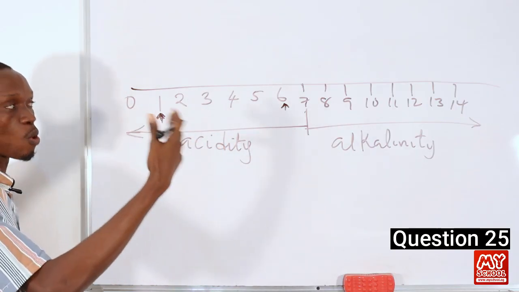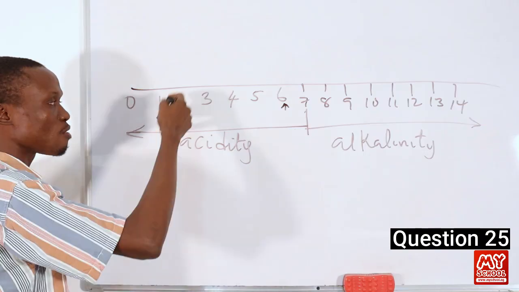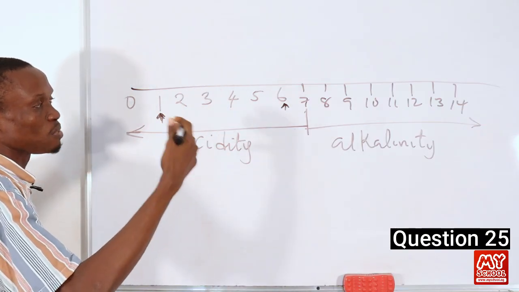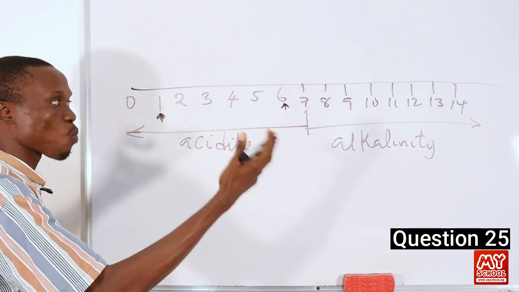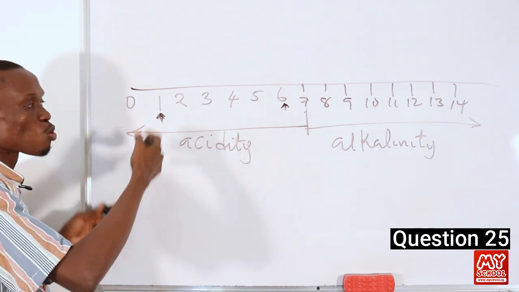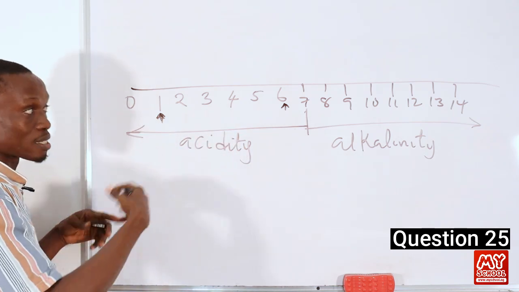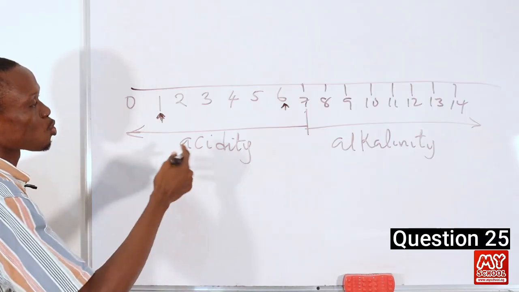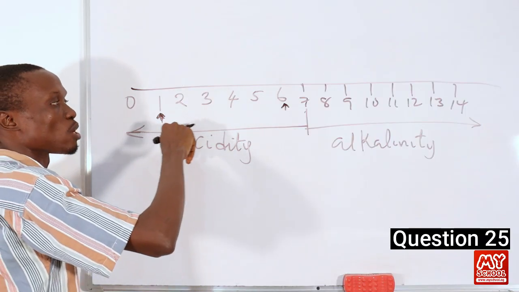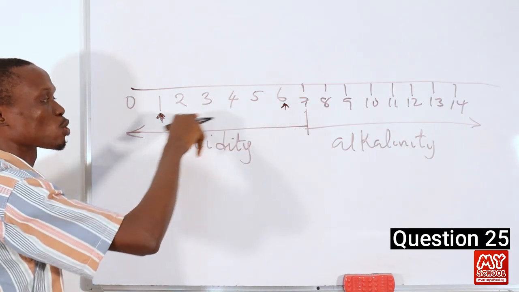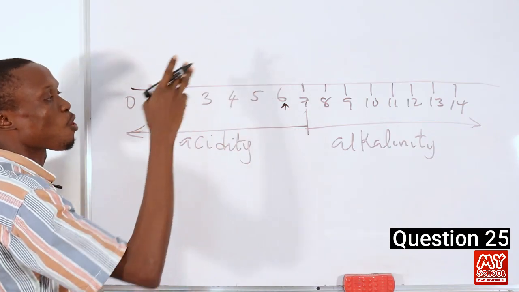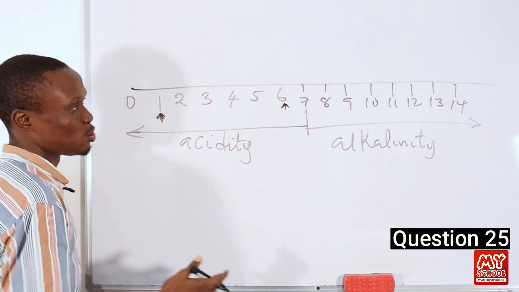So when a solution is being diluted, what that means is that you're actually reducing the number of hydrogen ions in that solution. If I'm diluting a solution, what that means is that the pH is going to be increasing. Why? Because that solution is no longer as acidic as it was before you started diluting it. So diluting a solution will actually increase the pH, because you're reducing the number of hydrogen ions in the solution.